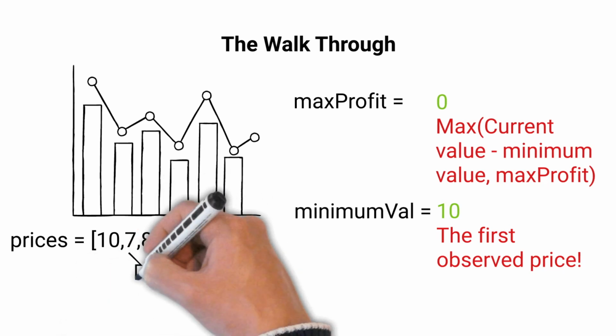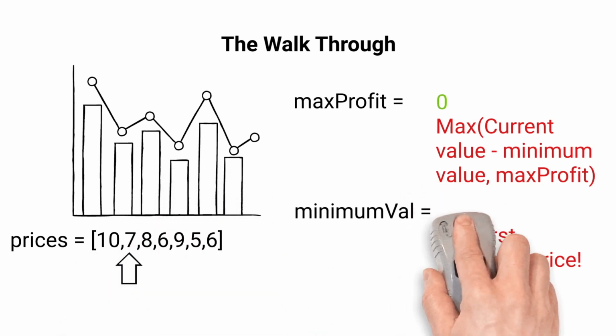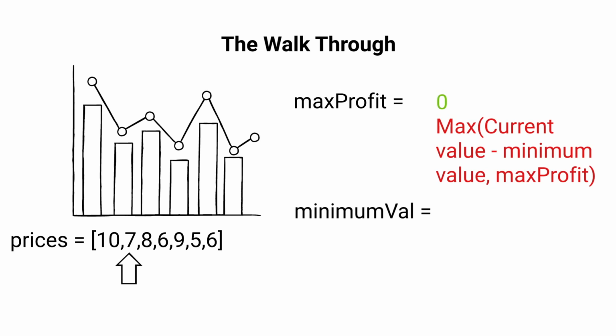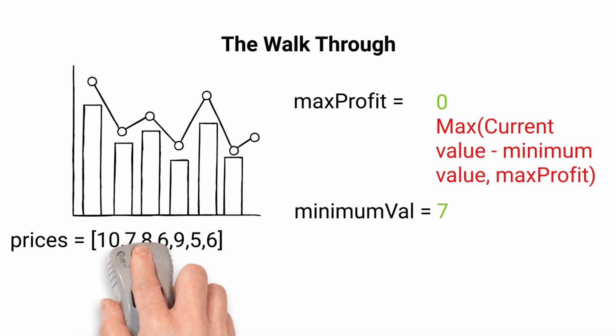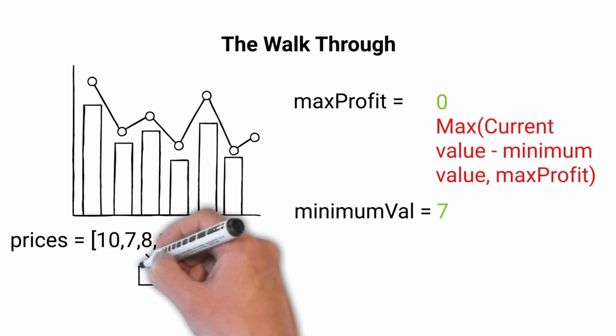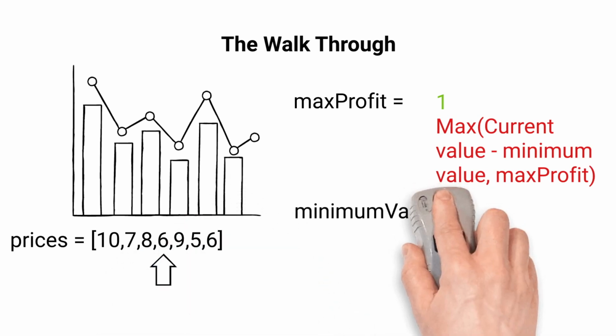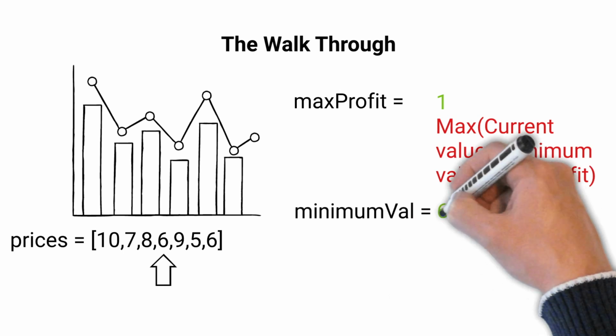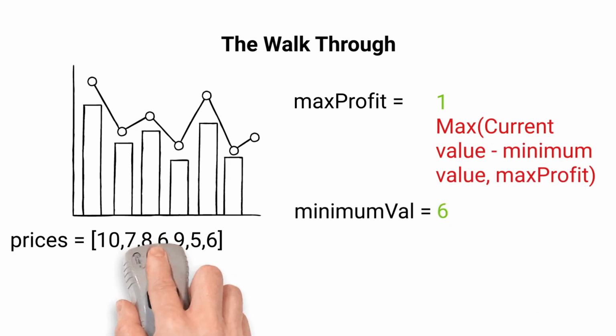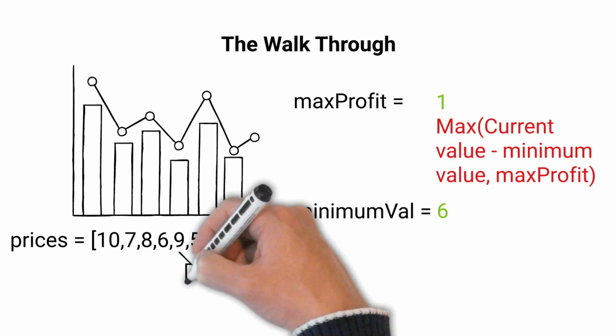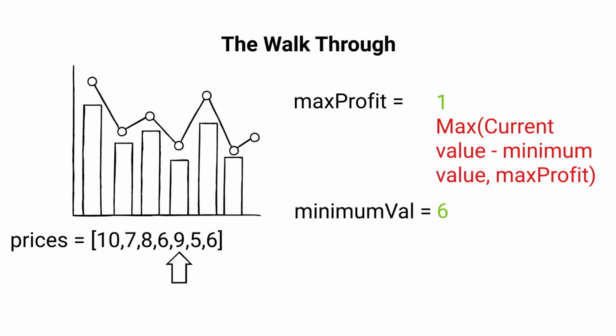So we then go to the next item in the array, we update the minimum value and set it equal to 7, and then we go to the next price in the array, which is 8. So we update the maximum profit to 1, we go to the next price, which is 6, we update the minimum value to 6, and then we go to the next price, which is 9. We update the maximum profit and set it equal to 3.